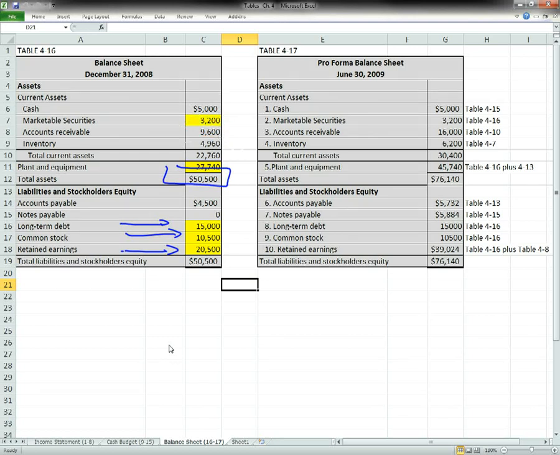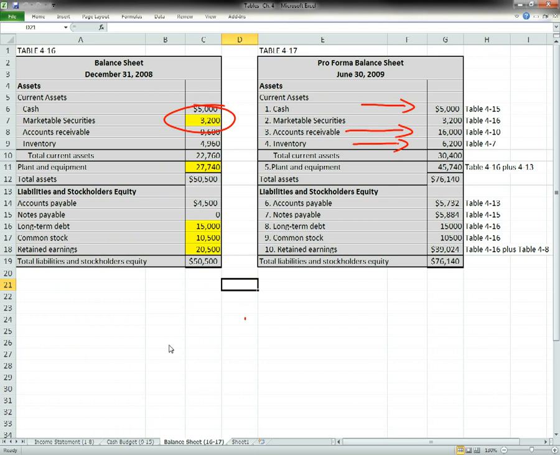And so on the left we had our initial balance sheet. On the right we have our new balance sheet. The cash that we came up with in the cash budget, the cash at the end, is $5,000. The marketable securities is the same as it was before. Accounts receivable, we calculated the accounts receivable, we had 20,000 in sales in June, of which 20% was collected. That left us with 16,000 in accounts receivable. The inventory that we had left in table 4-7 was 6,200.